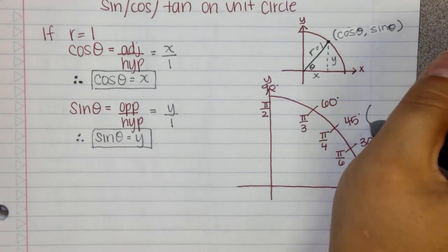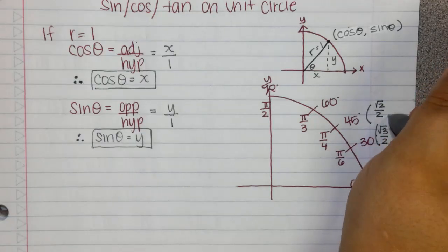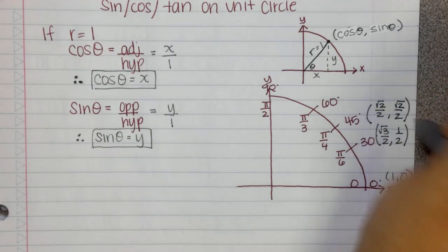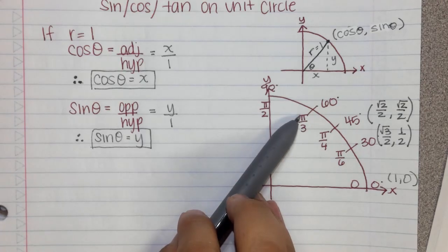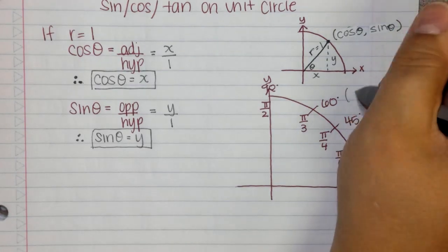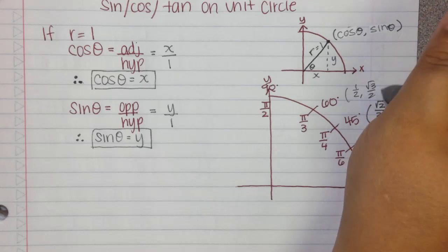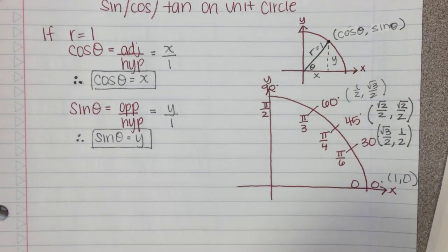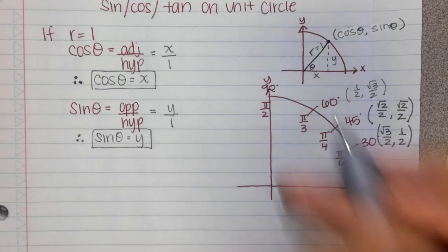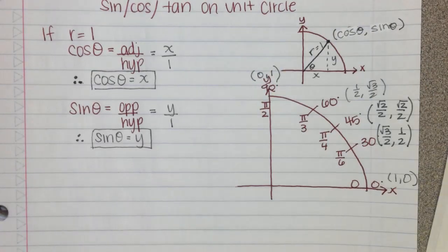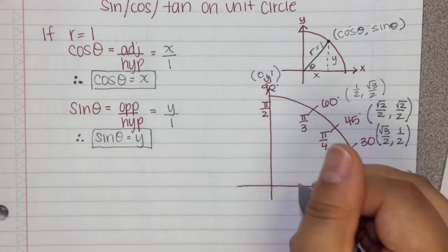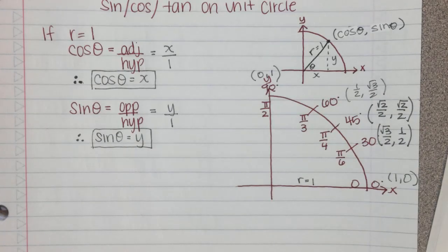45 degrees. Remember, they're the same. And 60 degrees is... what's 90 degrees? 0, 1. And this is when your r equals 1. So how might you get questions like this? Actually, your next quiz, which is on Tuesday, is going to look like this.